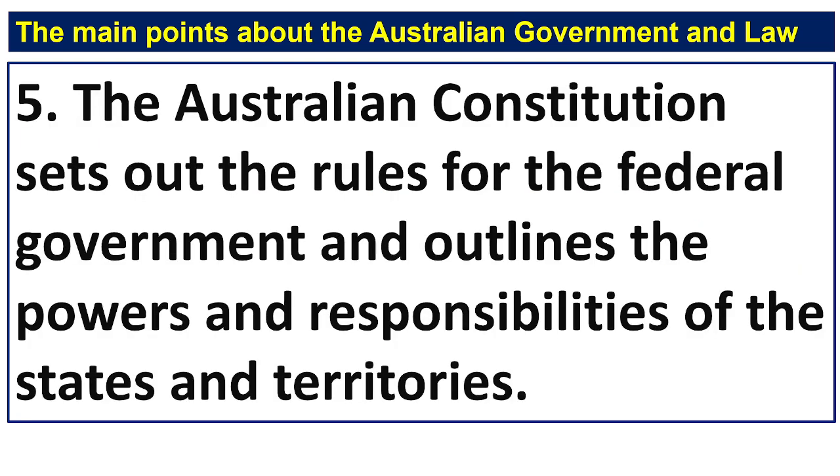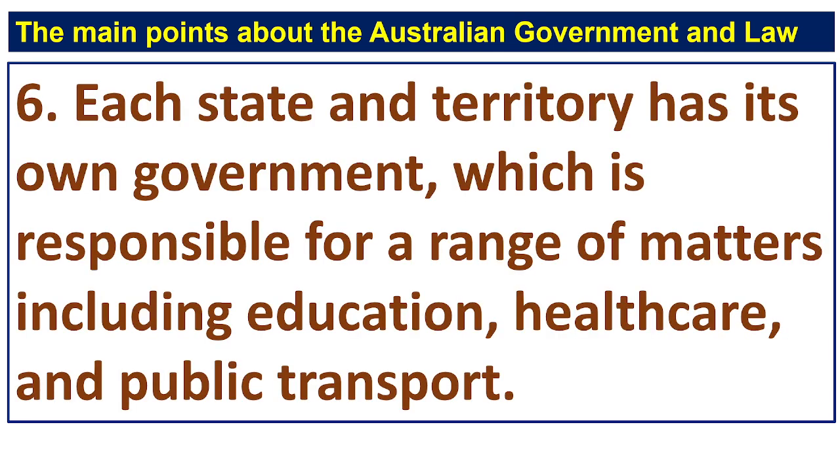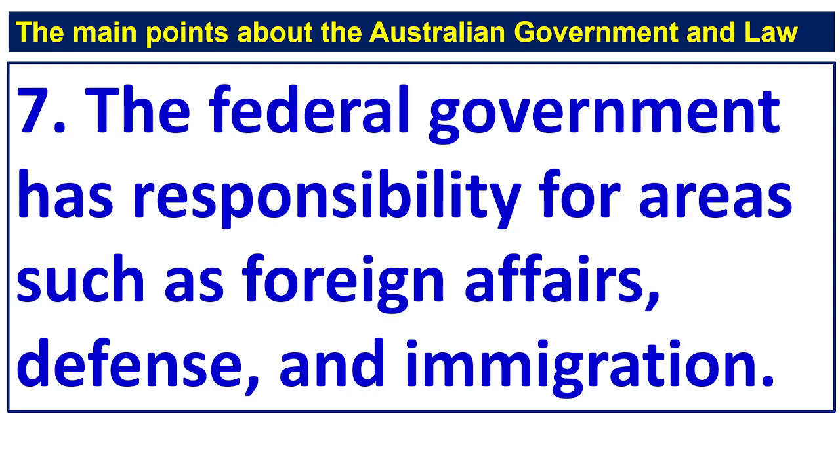5. The Australian Constitution sets out the rules for the federal government and outlines the powers and responsibilities of the states and territories. 6. Each state and territory has its own government, which is responsible for a range of matters including education, healthcare, and public transport. 7. The federal government has responsibility for areas such as foreign affairs, defence, and immigration.